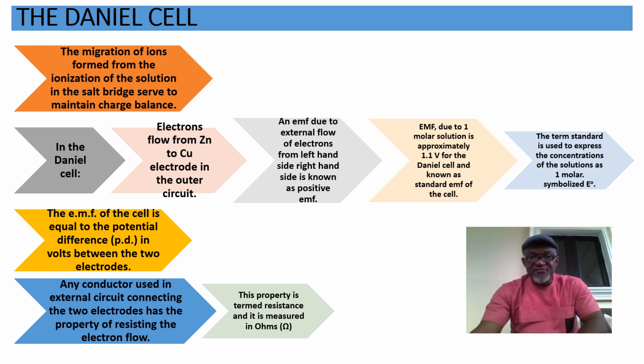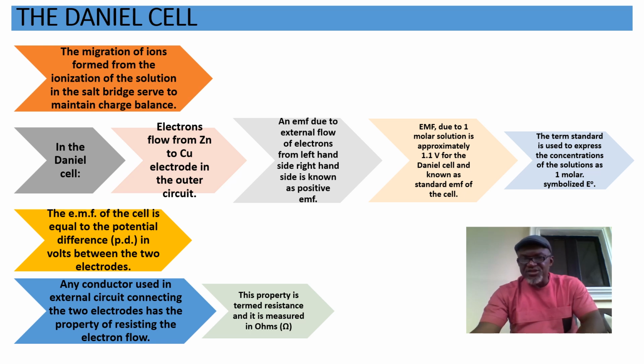Now, an EMF due to external flow of electrons from left-hand side to right-hand side is known as positive EMF. EMF due to 1 molar solution is approximately 1.1 volts for the Daniel cell. And we'll see where we calculated that, knowing the equation for EMF, which we'll also see later.